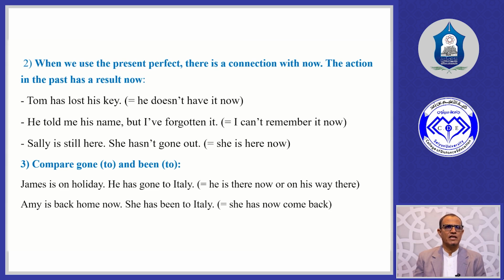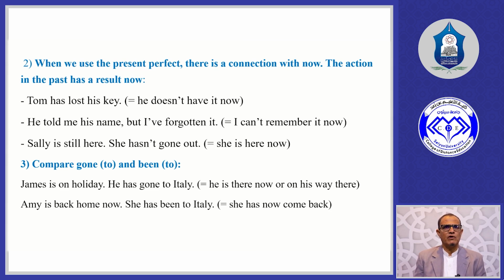Sally is still here. She hasn't gone out because she is still here. She is here now. That means till now she is here and she didn't leave. So Sally hasn't gone out. Now these sentences show that the present perfect tense can be used to express actions that are connected to the past. I mean, something happened in the past but is connected to the present.